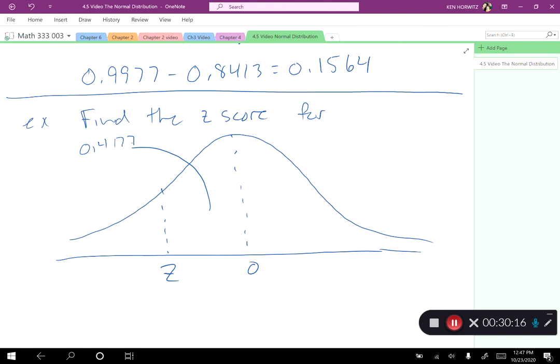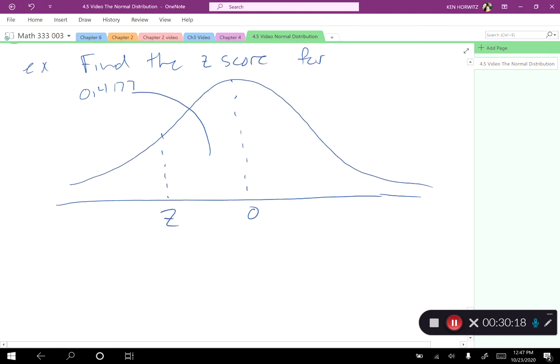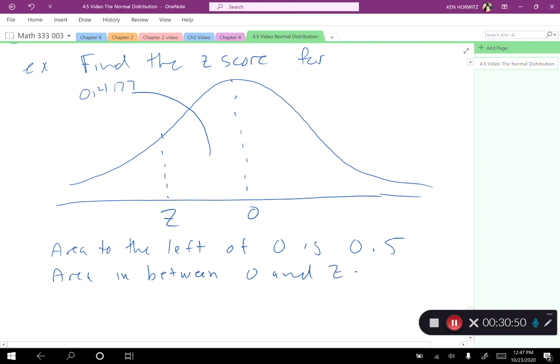All right. So things I know. I know the area to the left of 0 is 0.5. And I know that the area in between 0 and z is 0.4177.